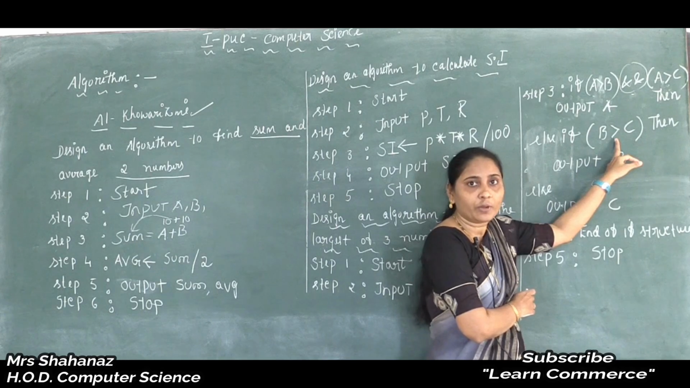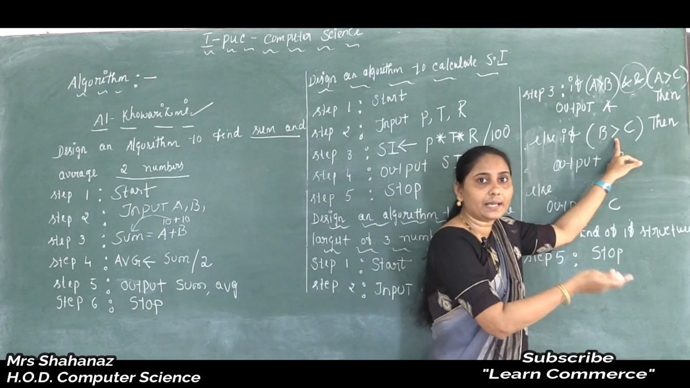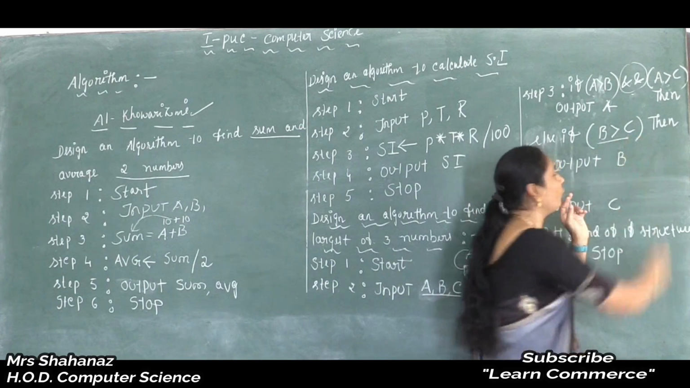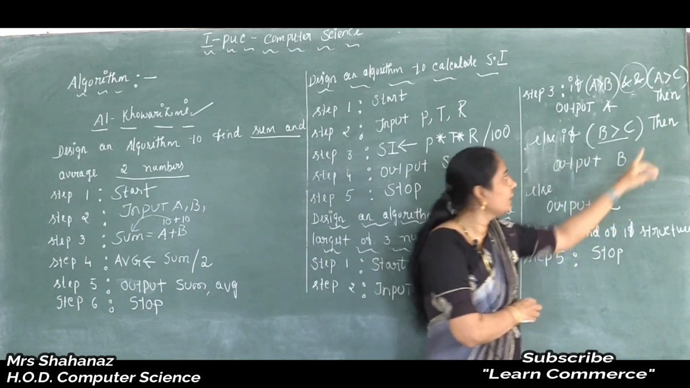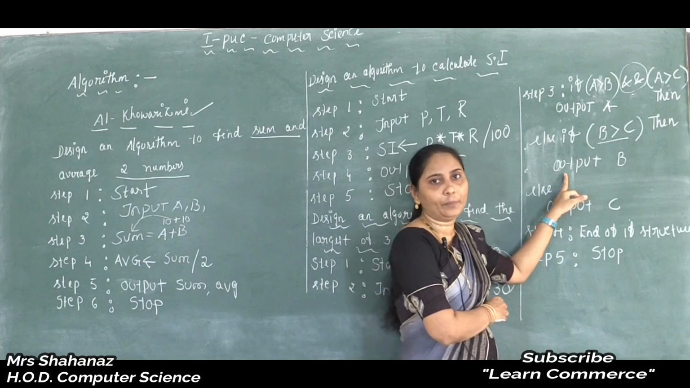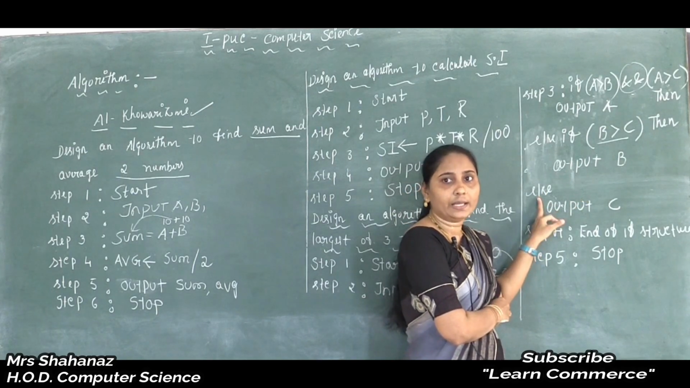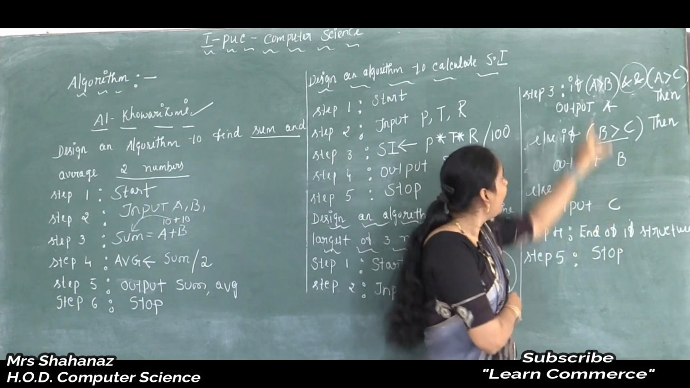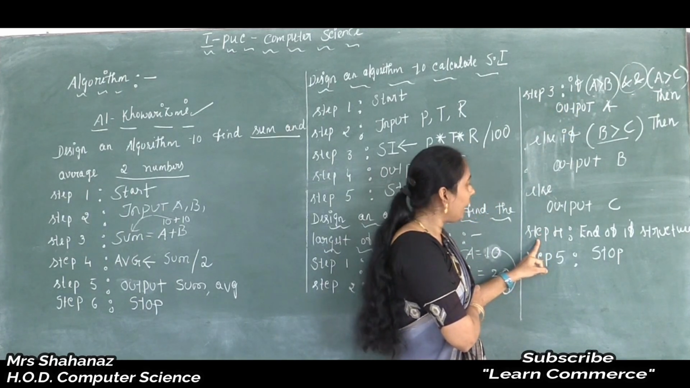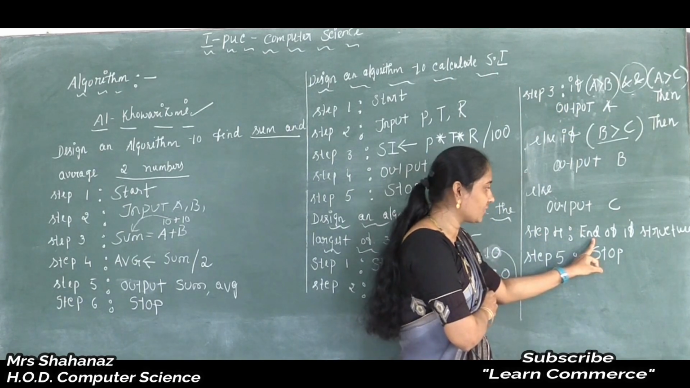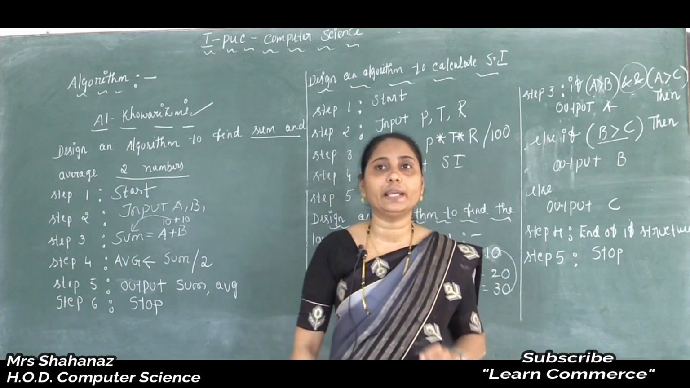Else if B value greater than C, that means here we need to check the two variables. If it is true, then output B. Else lastly, output C here. I opened the if condition, so by using this step 4 I completed the end of if structure, and lastly I completed with the stop.